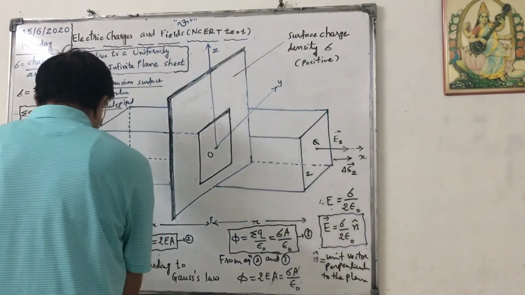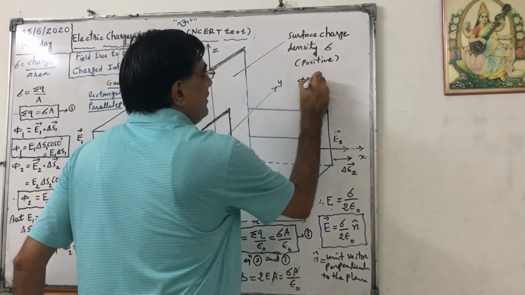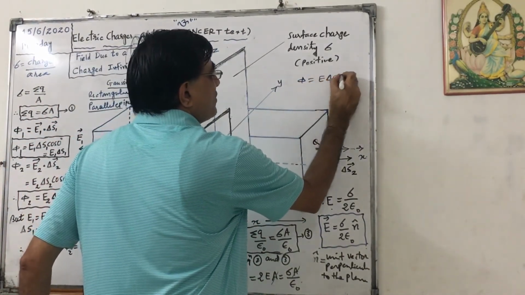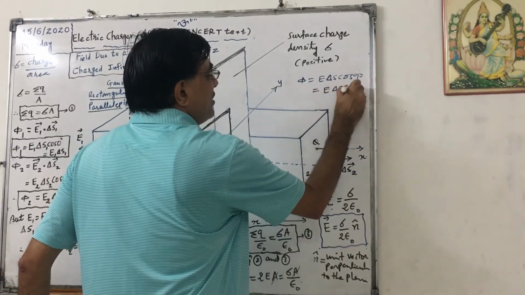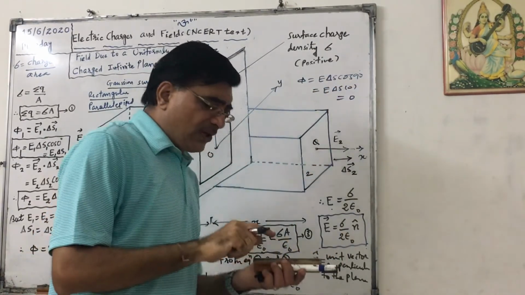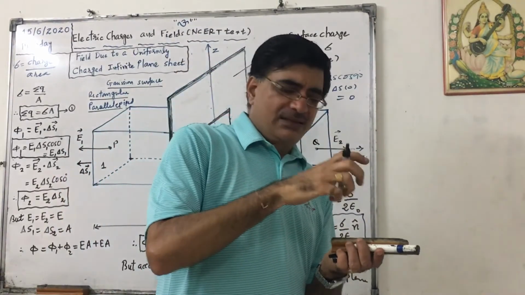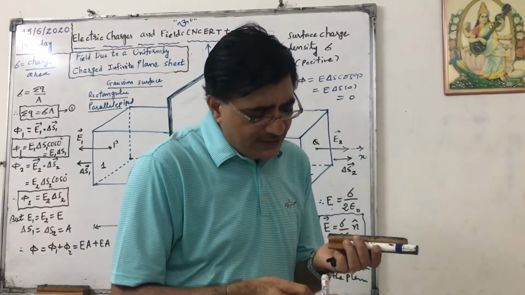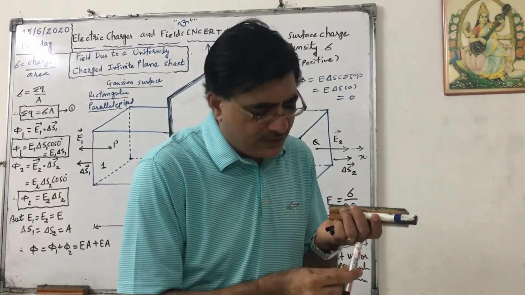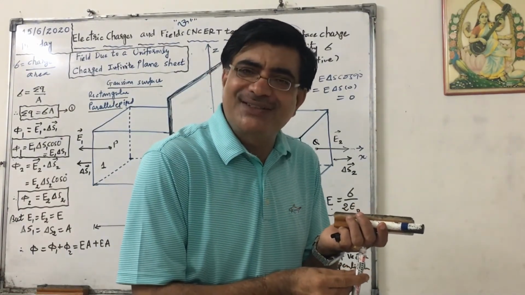In that case, what will be the flux linked with the upper side? It will be equal to E delta S cos 90. So E delta S into 0, that will be 0. So the flux linked with the upper side is 0. Similarly, the flux linked with the lower side also will be 0 because its area vector will be in the downward direction.